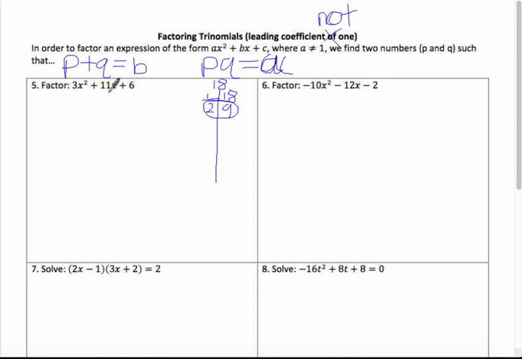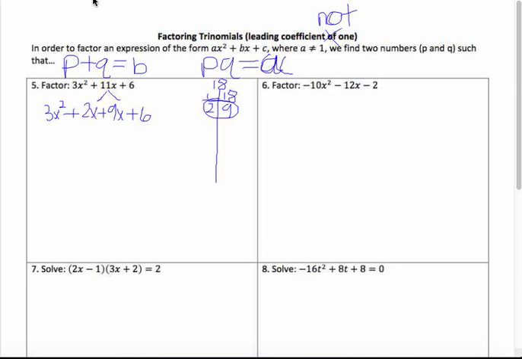Just watch. So my middle term, my 11x, I'm going to split that. It's going to become 2x plus 9x. And the rest of my expression is going to stay the same. So I have 3x squared plus 2x plus 9x plus 6.